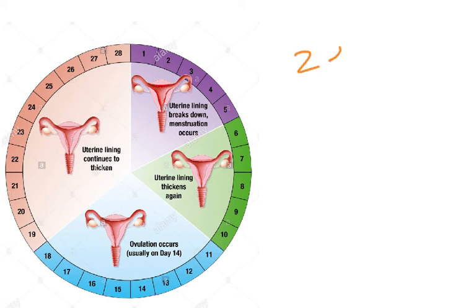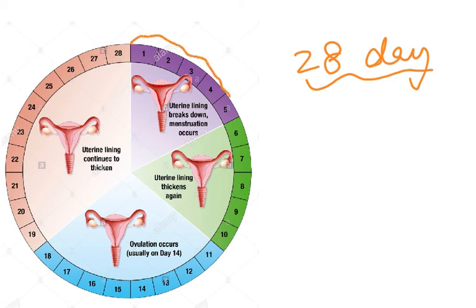It's usually a 28-day cycle. So if a woman has started her periods on the 1st of January, she's going to start her next cycle by the 29th of January. So it's a 28-day cycle, and we divide it into a number of different portions. Now, the first 5 days is when the uterus lining breaks down and menstruation occurs. Then day 6 to day 10, the uterus lining thickens again. So the lining inside the uterus thickens again.